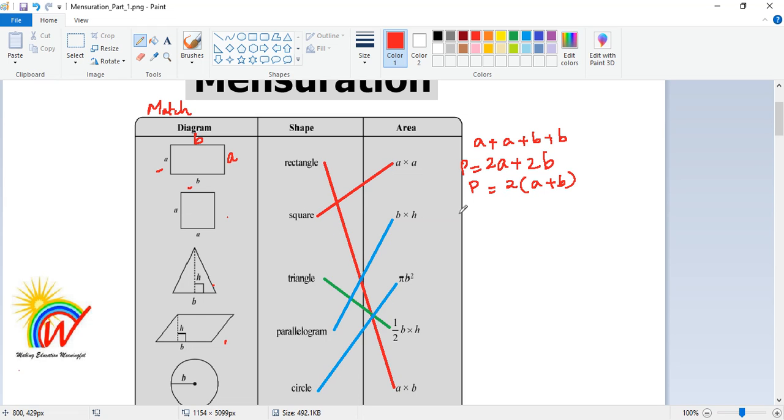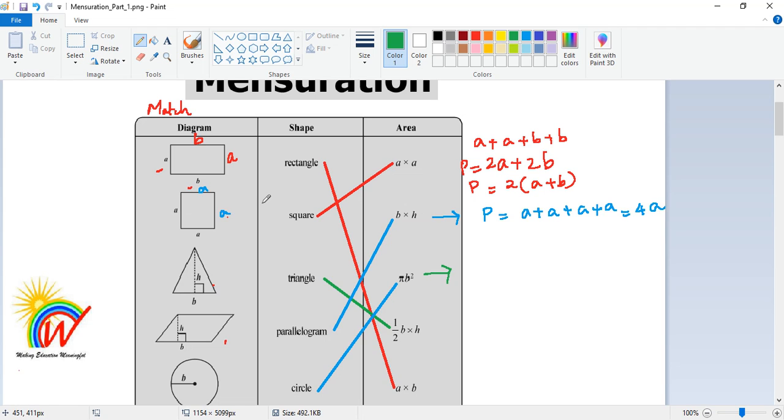Now we'll come to the next one, perimeter of a square. Perimeter of a square has all four A's, right? So perimeter of a square is going to be A plus A plus A plus A, which is equal to 4A. That's all. Now let's move on to the next one, perimeter of a triangle.